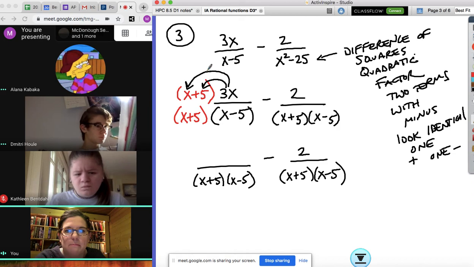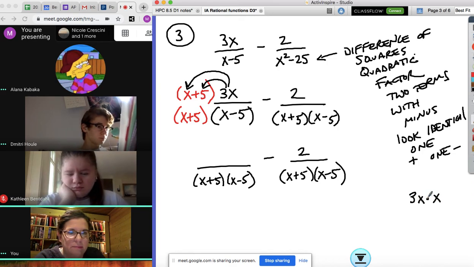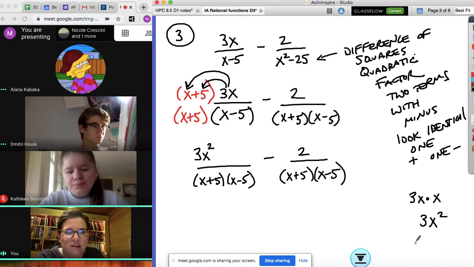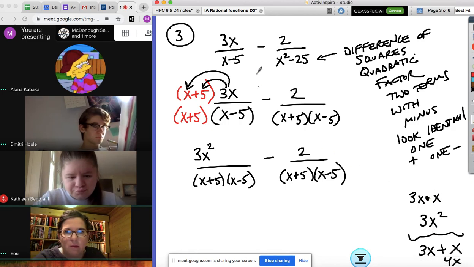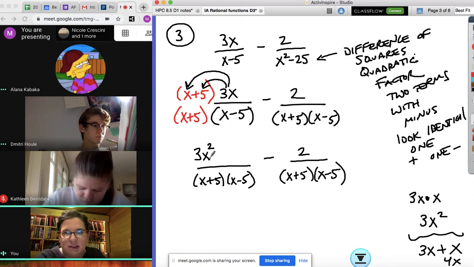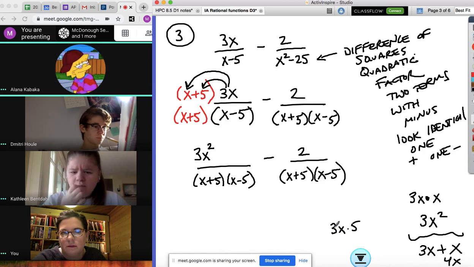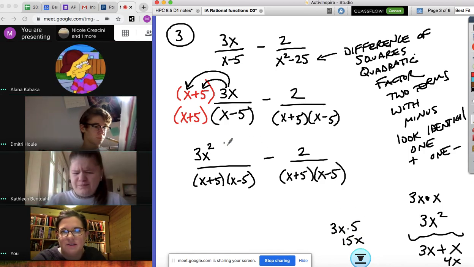Not quite. Remember, we're multiplying. So we have a 3x times an x. So maybe if I write it down here, a 3x times an x, that would be a 3x squared. If it was 3x plus x, that's 4x. That might have been what you were thinking. But we're multiplying when we distribute. So 3x times x is 3x squared, and then we have to do 3x times 5. So 3 times 5, 15. Yep, you get 15x.